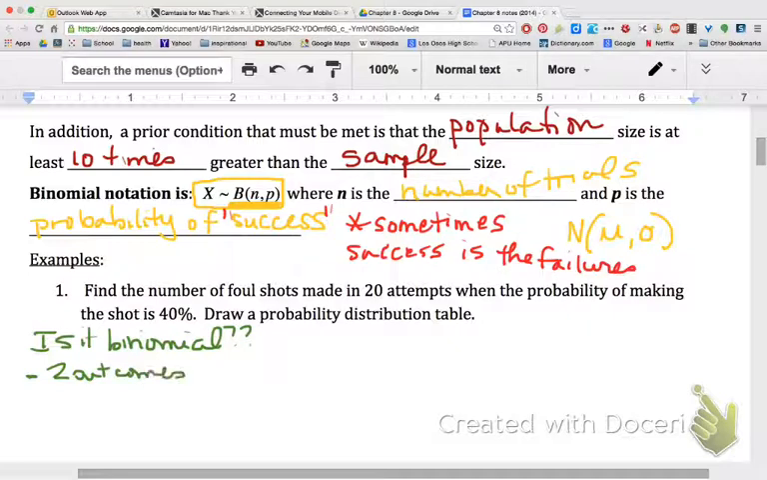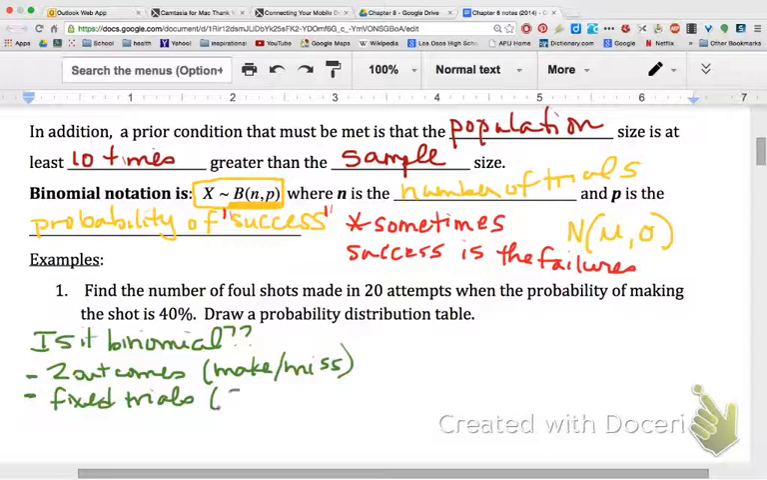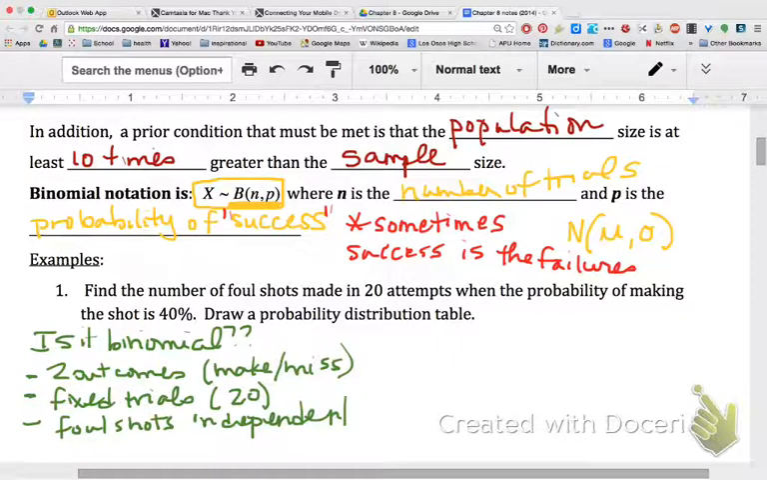In this case, I would say yes, I make the foul shot, or I miss. Is there a fixed number of trials? Again, I would say yes, 20. Are foul shots independent? Yes, although some of you might try to argue that they're not. They are, in fact, independent. Whether I make the first one does not influence whether I make the next one, and vice versa.